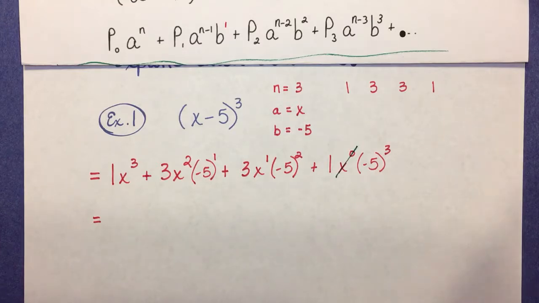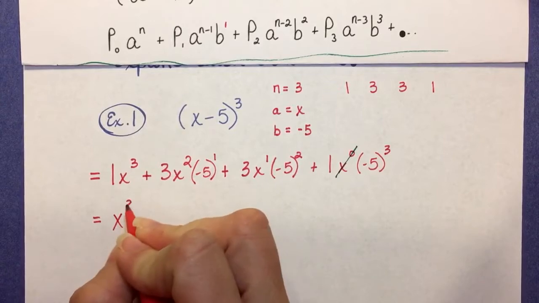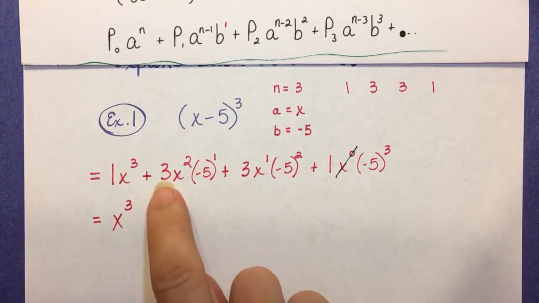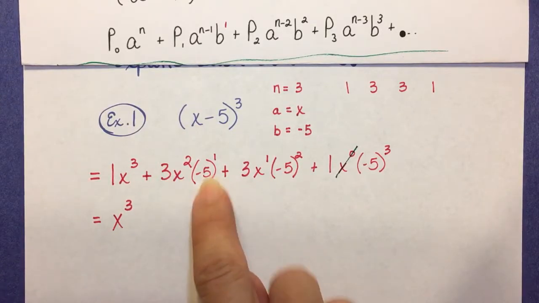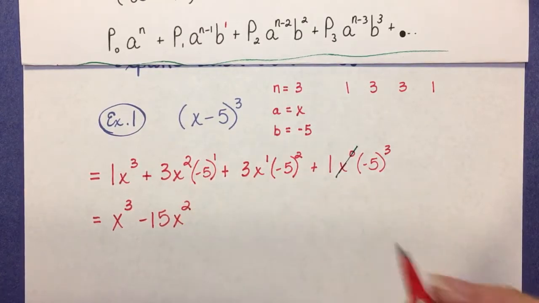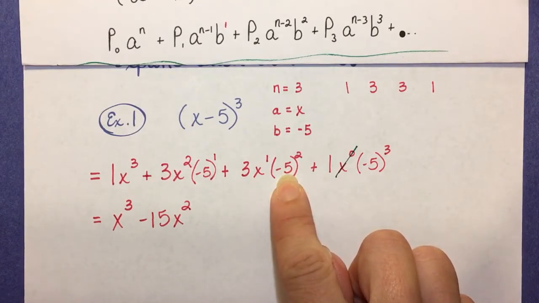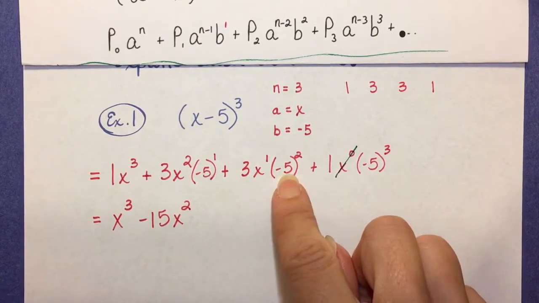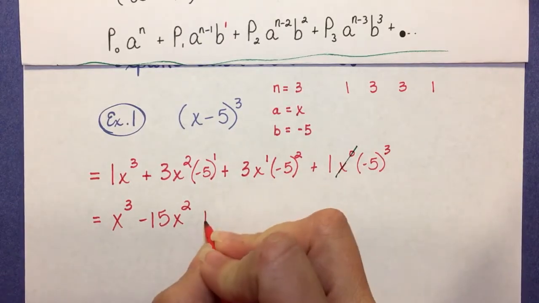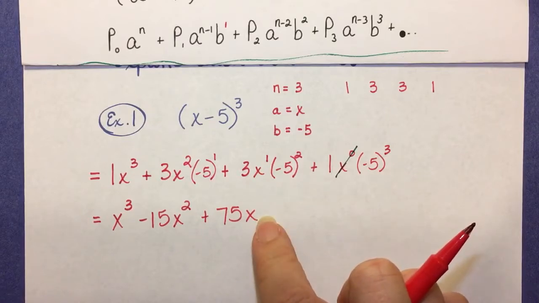Now you do need to do some calculations to finish this off, like do the necessary multiplying. Here you could just write this as x to the third. When I say multiply, that means you need to do the 3 times the -5. So that's going to give us a -15x to the second. Now this would be 3 times -5 squared. So if you do 3 times -5 squared, you're going to get a positive 75. Of course, the x there is to the first power.